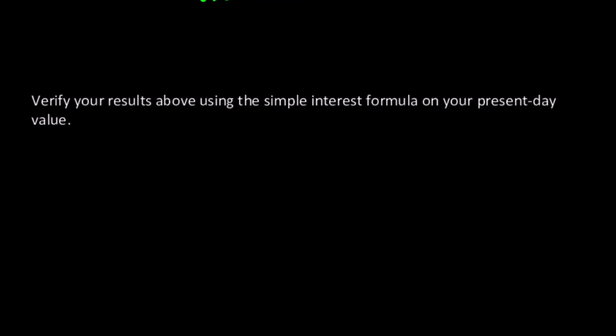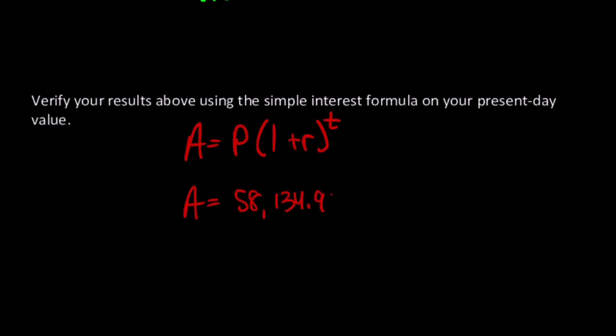Well, quick review. Simple interest formula. A equals P times 1 plus R to the T. This is how much you put in the bank. All right. This is your interest rate. T is your time in years. So let's use the numbers from up above. My present value amount is $58,134.98. My interest rate would be 1.055, and I'm taking that to the 30th power.